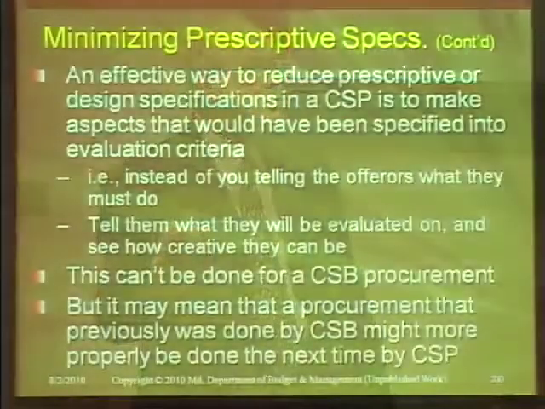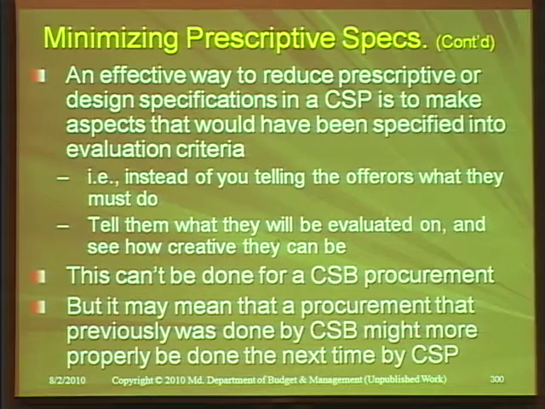Mapping illustrated, let's see. We do more on mapping in the pricing class. An effective way to reduce prescriptive or design specifications in sealed proposals is to make aspects that would have been specified into evaluation criteria. And this is something I recommend all the time, when I read something where a vendor says, this has to be this way. An example is, the offeror must have 5 references of 10 years in duration where they have done at least $5 million worth of business in the activity of the RFP. And so you have set by specification what the vendor has to do.